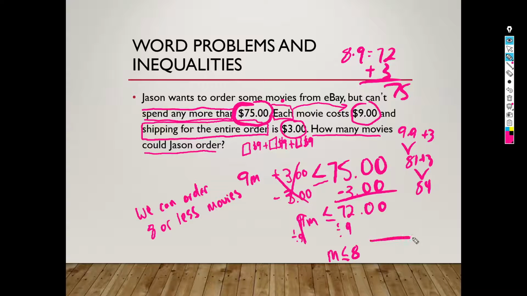Now, if we were going to show that on a graph, then because we have equality, we are going to do a closed circle on 8. And this arrow is going to give us a direction. We're going that way because we're going less than 8. And in a situation like this, you could probably put that it would be to 0 because you really can't order negative movies. And that would be like selling the movie, and that doesn't make a ton of sense.